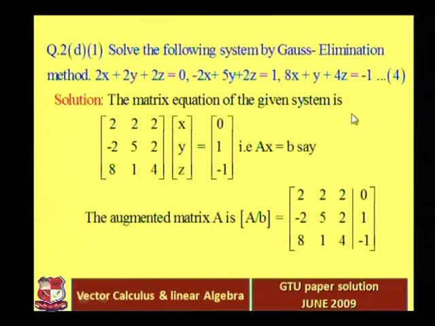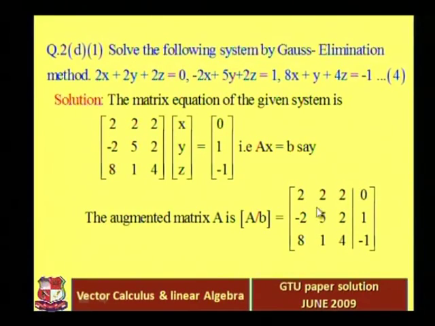The matrix equation of the given system is, now first of all we have to convert it into an augmented matrix, right? So just write it down in matrix form. The first row is coming from the first equation, 2 2 2, the coefficients of x y z. The second row is coming from the second equation, that is minus 2 5 2, and the third row is coming from the third equation, that is 8 1 4, times x y z equals 0 1 minus 1. Okay, so AX equals B. Say the augmented matrix A is 2 2 2 0, minus 2 5 2 1, 8 1 4 minus 1.